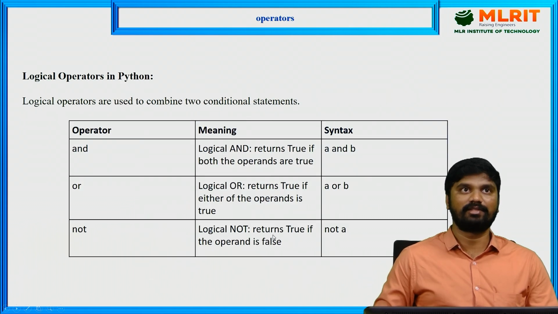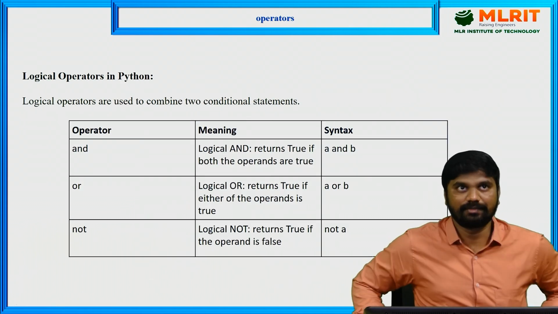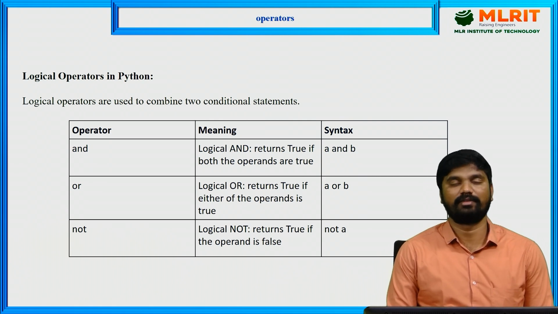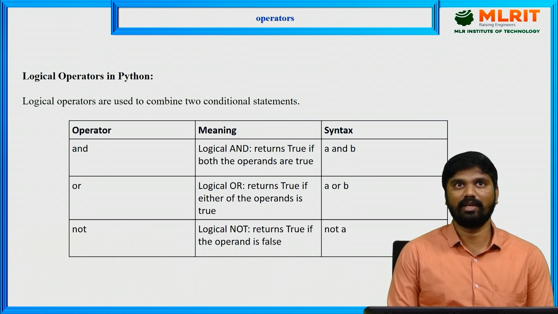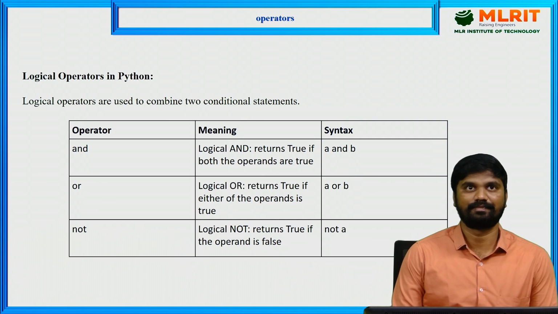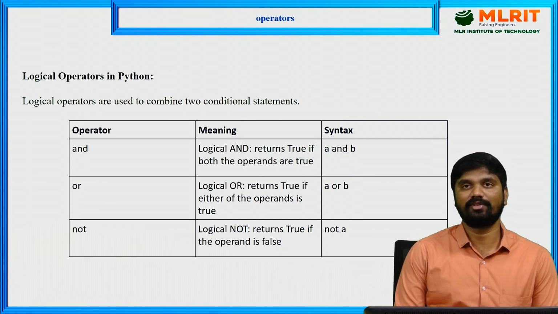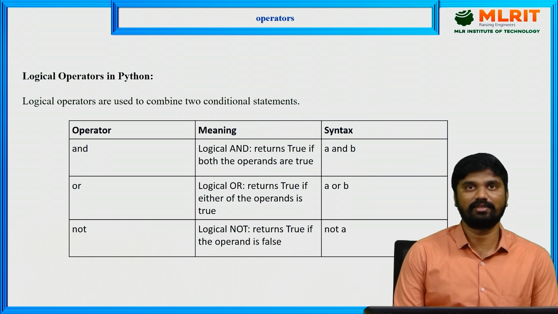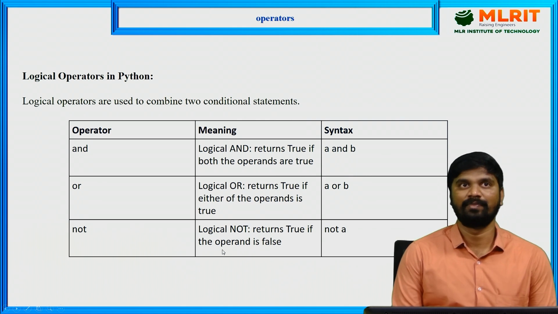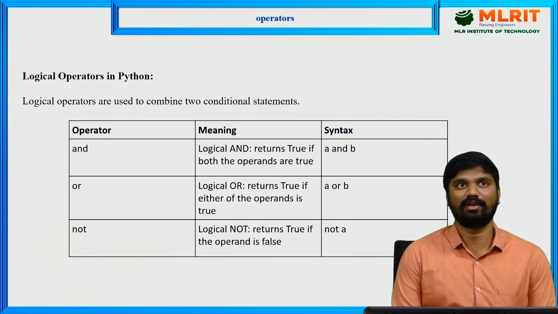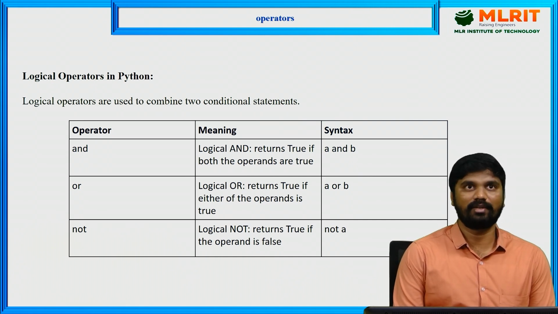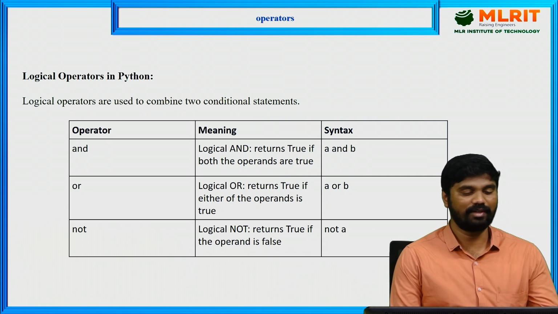Okay. Next we have the logical operators. Logical operators are used to combine two conditional statements. It is very important in control statements, because in control statements we have to check some conditions to print the statements. At that time these operators will be helpful to change the flow of execution or to control the program execution. Anyway, here see logical operators in Python. Logical operators are used to combine two conditional statements.